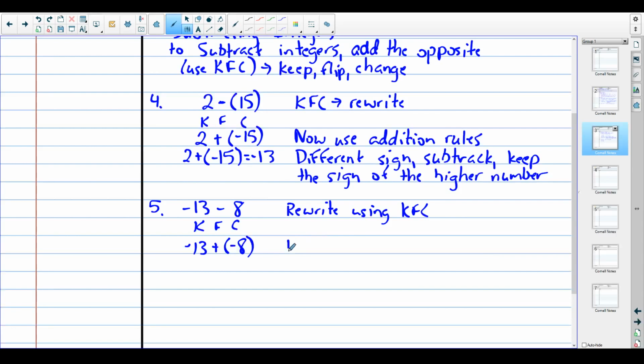Okay. And then now use our addition rules. Which in this case, now we have two negatives. So we're going to add and keep. So two negatives, we just combine them together. So negative 13 plus negative 8 is equal to negative 21.